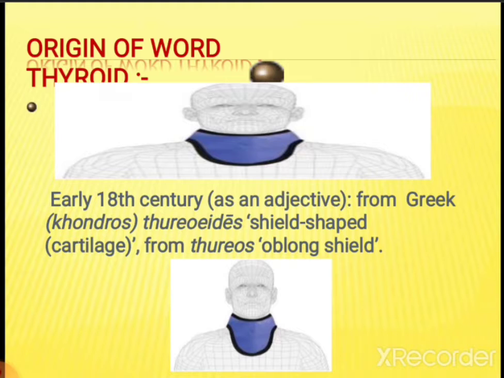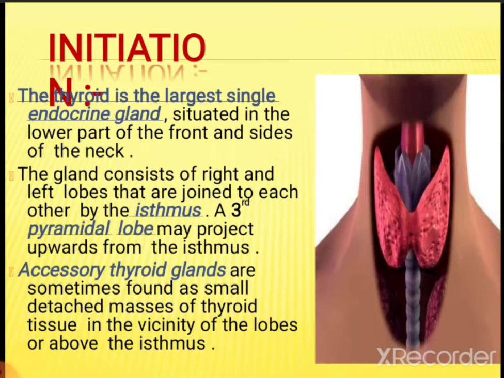The word thyroid originates in the 18th century from the Greek word thyroides, which means shield-shaped cartilage, or thyreos, meaning oblong sheet. The thyroid is the largest single endocrine gland. It is situated in the lower part of the front and the sides of the neck.